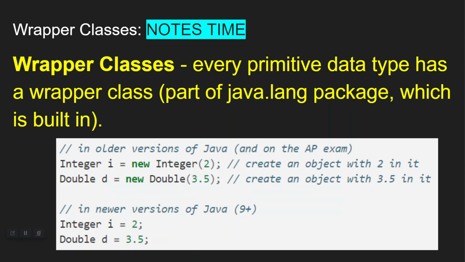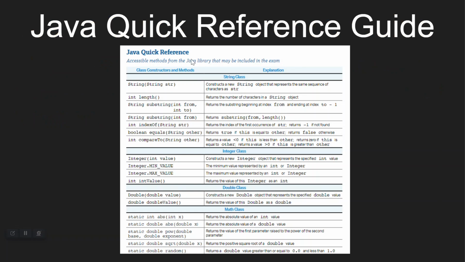Basically, it's a reference sheet where you can look up a bunch of different methods and what they do. For instance, we recently learned the String class methods: length, substring, indexOf, equals, and compareTo. All of those methods are going to be listed here for you, so if you forget what they do or how they operate, you'll be able to reference this.